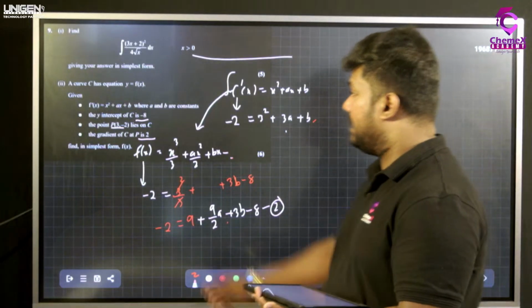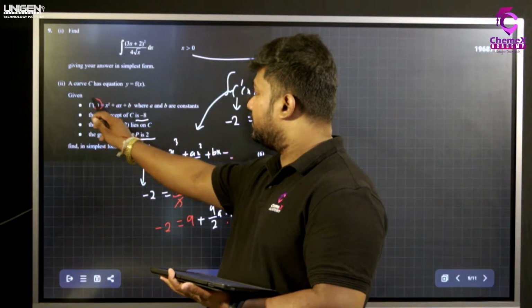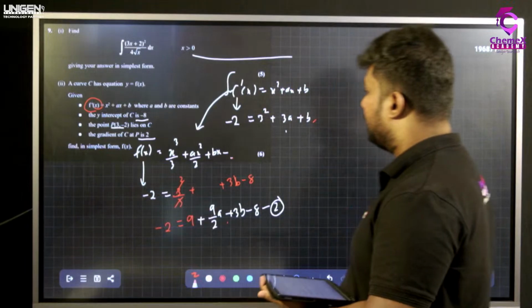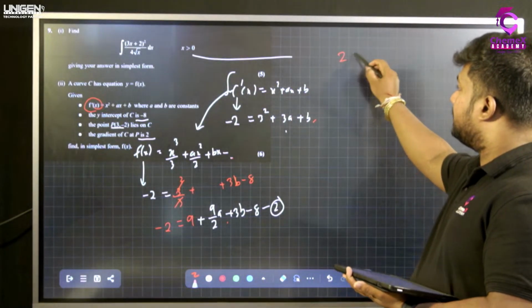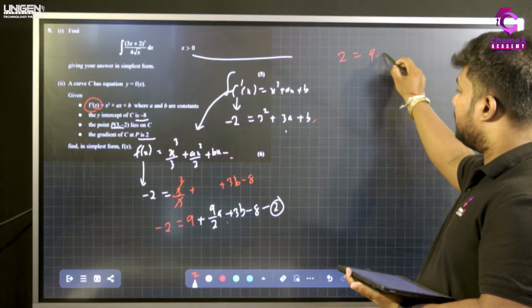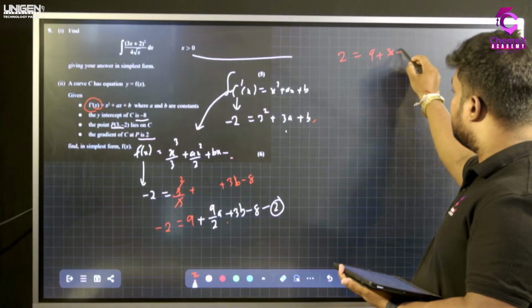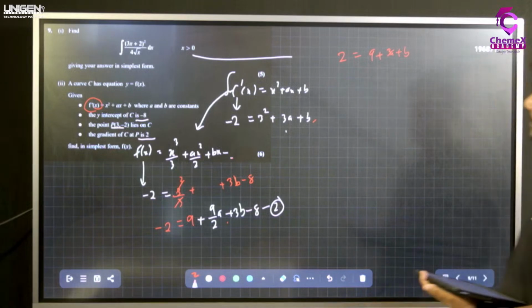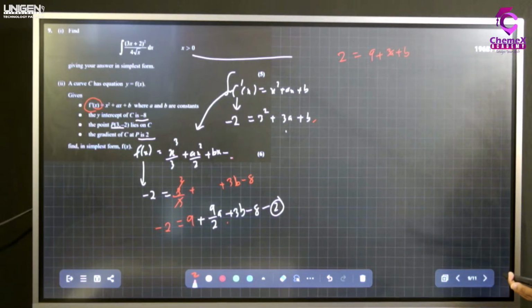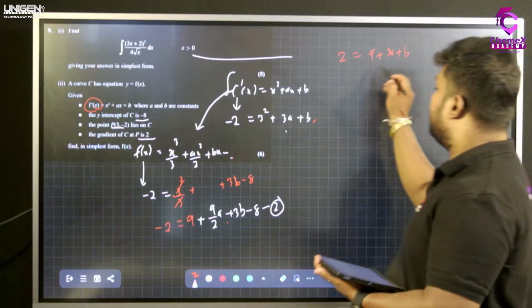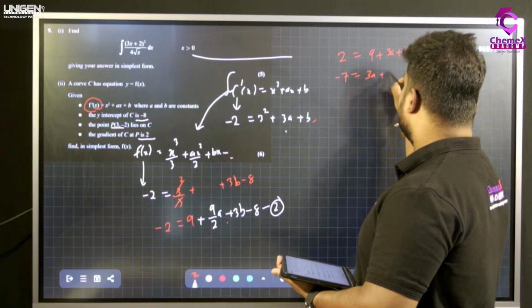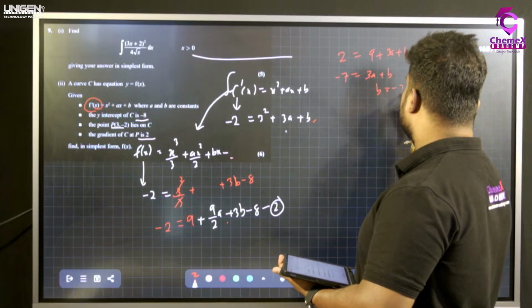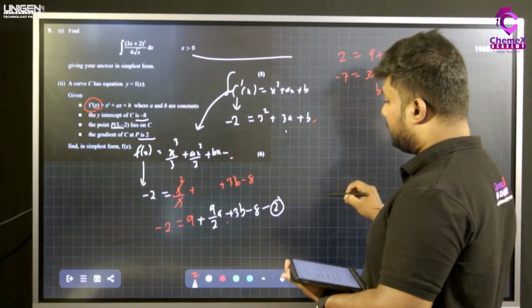This is f dash. So if you put 2 there, 2 is equal to 9 plus 3a plus b. Yes, same thing. So 9 minus 2, 7. Minus 7 equals 3a plus b. B is equal to minus 7 minus 3a. Put it to the main equation.